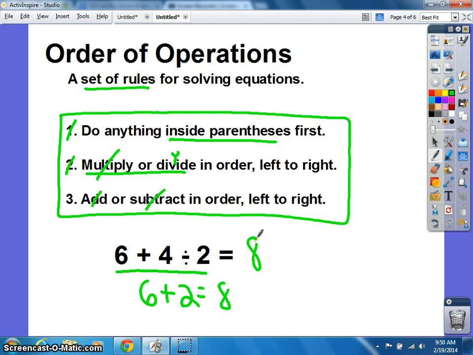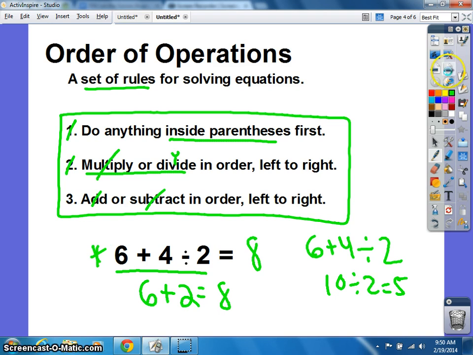What happened when we solved it by 5, or how did we get 5? Well, we got 5 because we didn't follow the order of operations. You probably did 6 plus 4 first, which equals 10. Then you divided by 2, which equals 5. So that's how we got both answers. However, this answer is the correct answer.